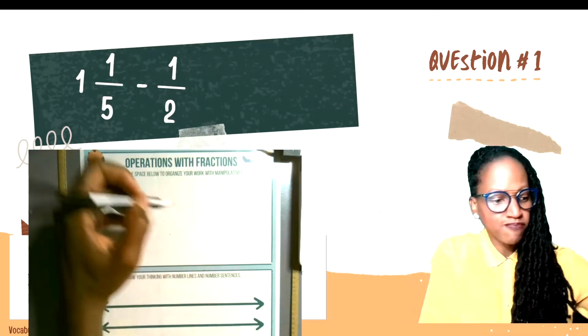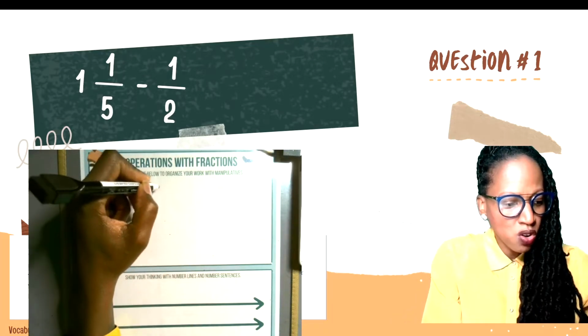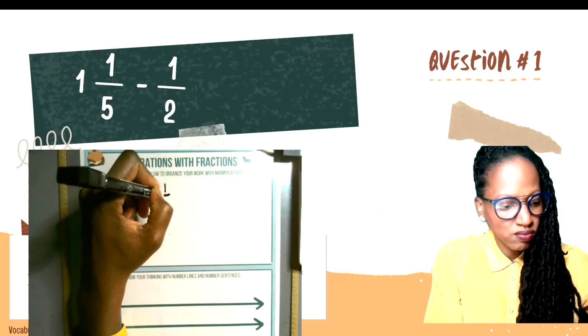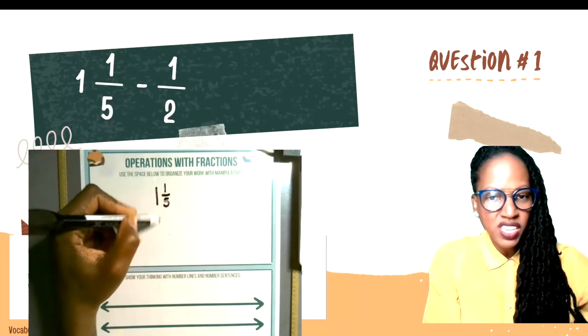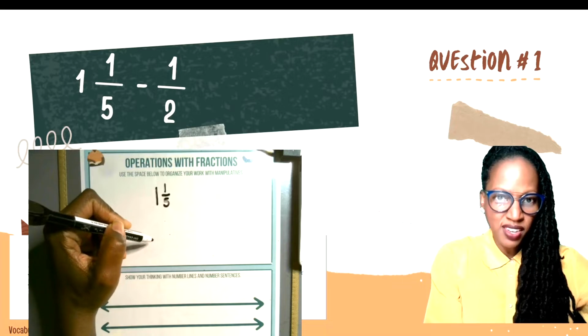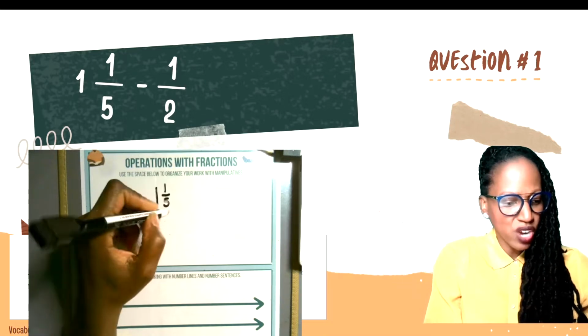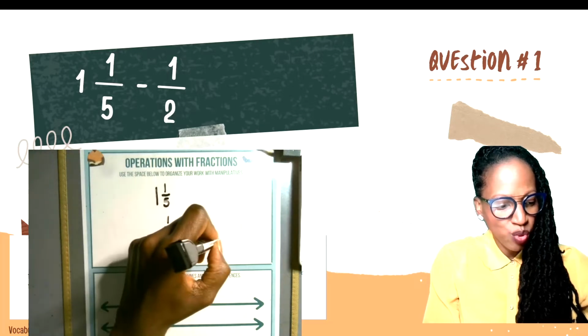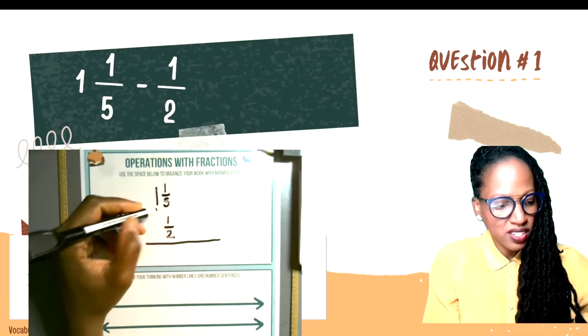Let me show you what I mean. So we're going to begin by writing one whole here and 1/5. And right underneath there, since I don't have a whole number in my second number, the part that I'm subtracting, I'm just going to put 1/2 beneath. Okay, and prepare to subtract.